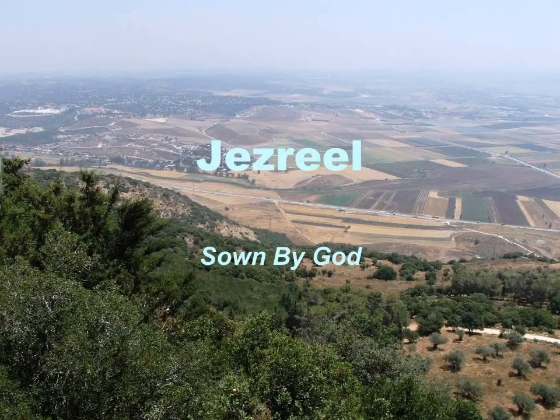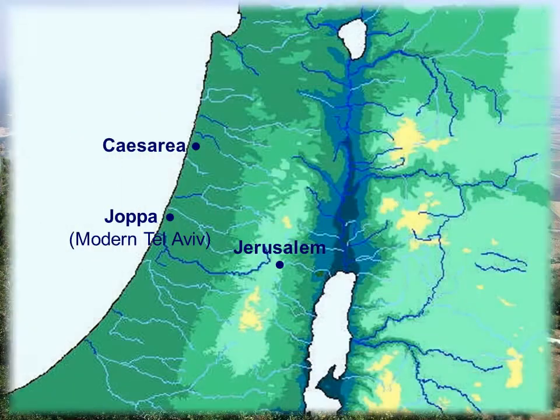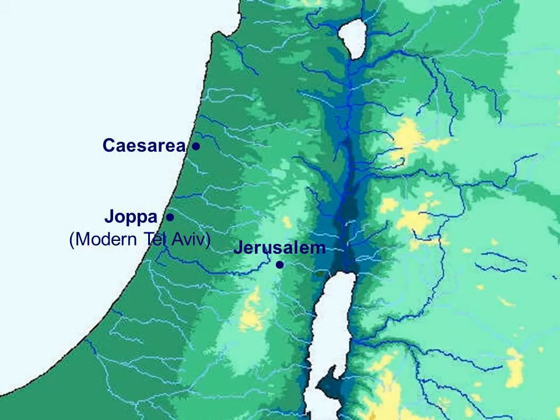Now I want to move north to the Valley of Jezreel. The word Jezreel means sown by God. As we look at this picture, we're standing on the top of Mount Carmel looking out over the valley. It's sort of a hazy day on this particular day. The Valley of Jezreel breaks that mountain range of which we spoke earlier, that runs from north to south, and the valley runs sort of from northwest to southeast.